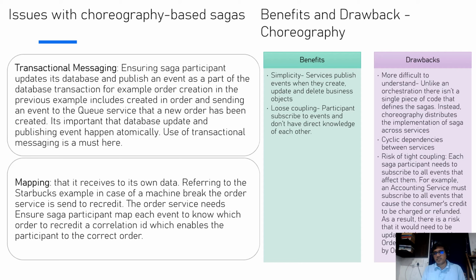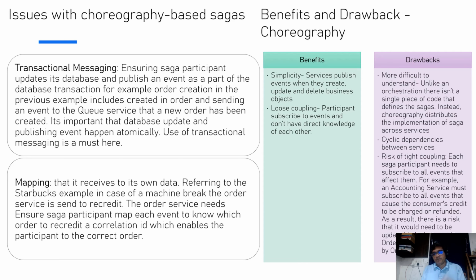Now, there are some drawbacks and benefits of choreography. But before getting to that, there are two things you need to keep in mind for choreography. Choreography typically involves a lot of transactional messaging. What this means is that a Saga participant has to update a database and publish an event as a part of the database transaction. For example, order creation: creating an order and sending an event to the queue service that a new order has been created. It's important that the database update and the event publishing happen atomically. This is where transactional messaging really becomes key.